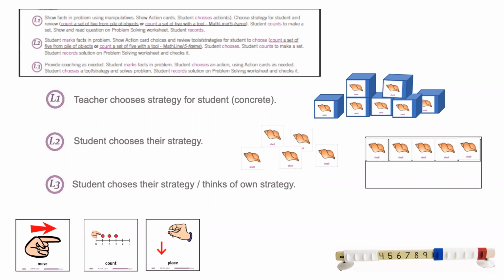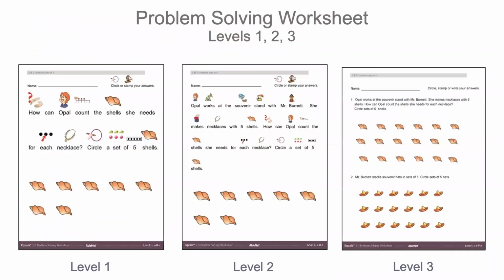Level 3 has students choosing the action and strategy, but primarily level 3 is for those students who might just need coaching to solve the problem. Level 3 is really for those students who are working independently, and they may make up their own strategy when solving the problem. At all levels, students are provided the problem-solving worksheet immediately to record their solution.